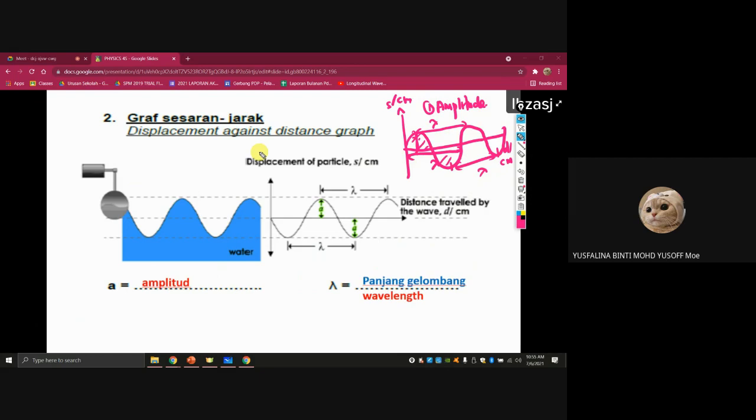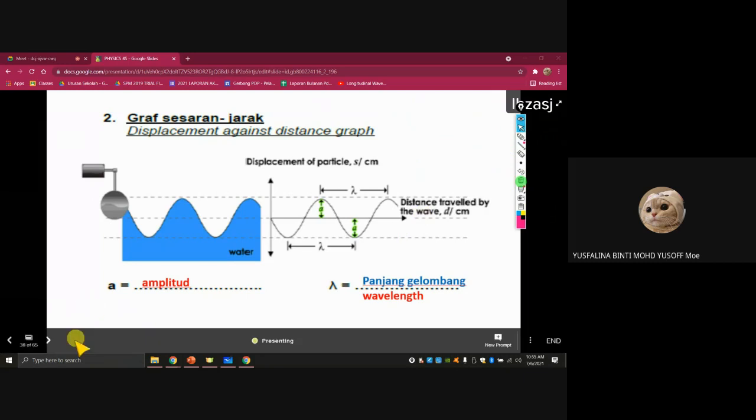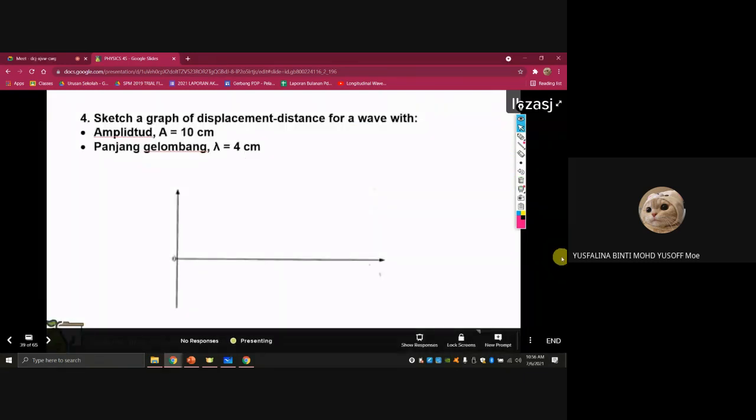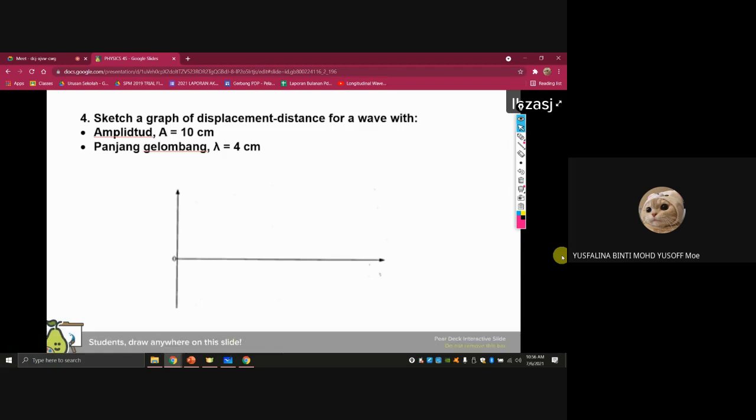Just now from displacement against time, that one gives period, frequency, and also the amplitude. So let's try to draw a graph for the displacement against distance. Try to sketch a graph. This one, the wavelength is 4. So remember, it's easy to draw if you start from the origin, because you already know two semicircle is one wavelength, so you don't need to find the scale. It's easy for you to find the scale there.